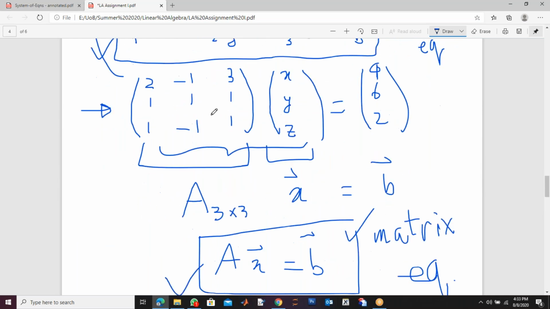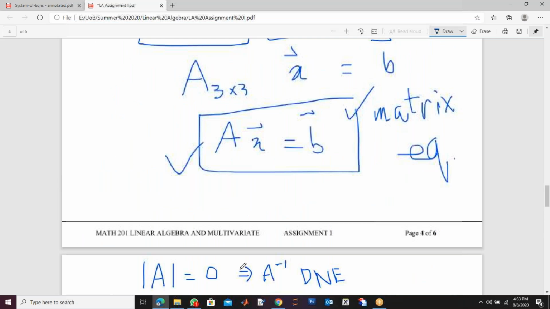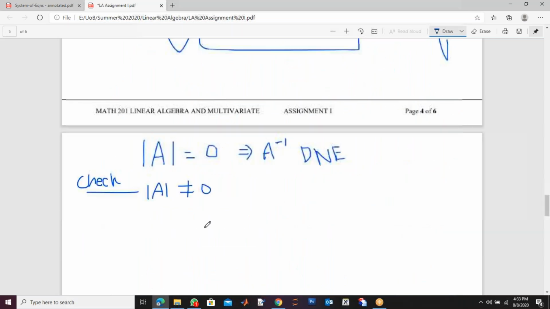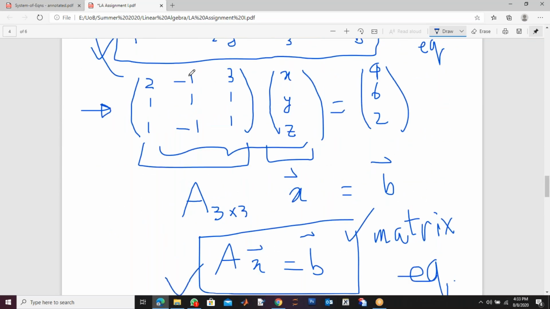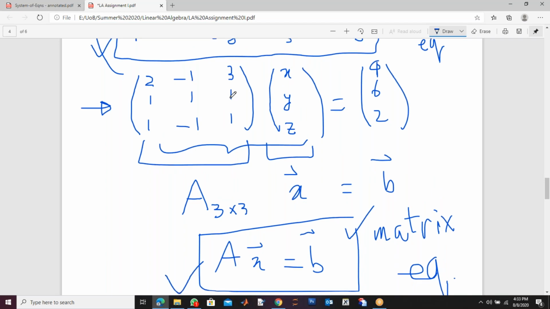So your determinant, if I write the determinant of A, is 2 into 2, right? And then 2 into the determinant of this, 1 plus 1, 2. So 2 into 2. Then this minus will become plus 1. So I will multiply 1 with 1 minus 1 with 1. So 1 minus 1 is 0. So the second term becomes 0.